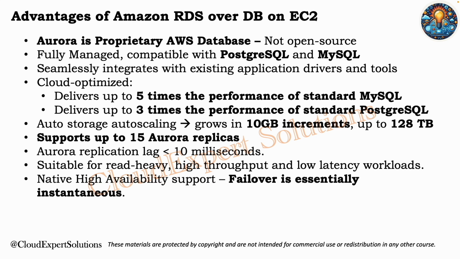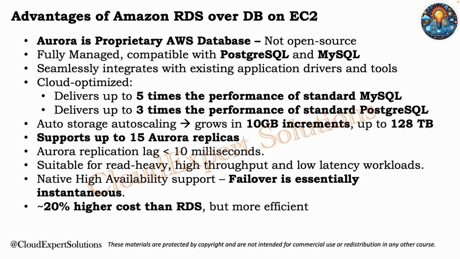High availability is also built into the DNA of Aurora. Failover is essentially instantaneous. If the primary instance goes down, Aurora promotes a replica to primary almost immediately. And you don't have to configure anything special for high availability because Amazon Aurora is natively designed for it.